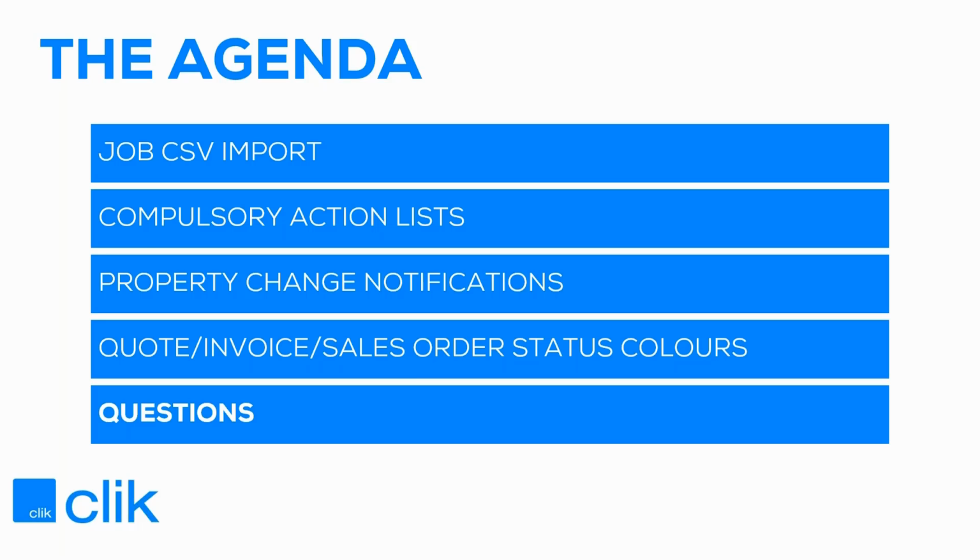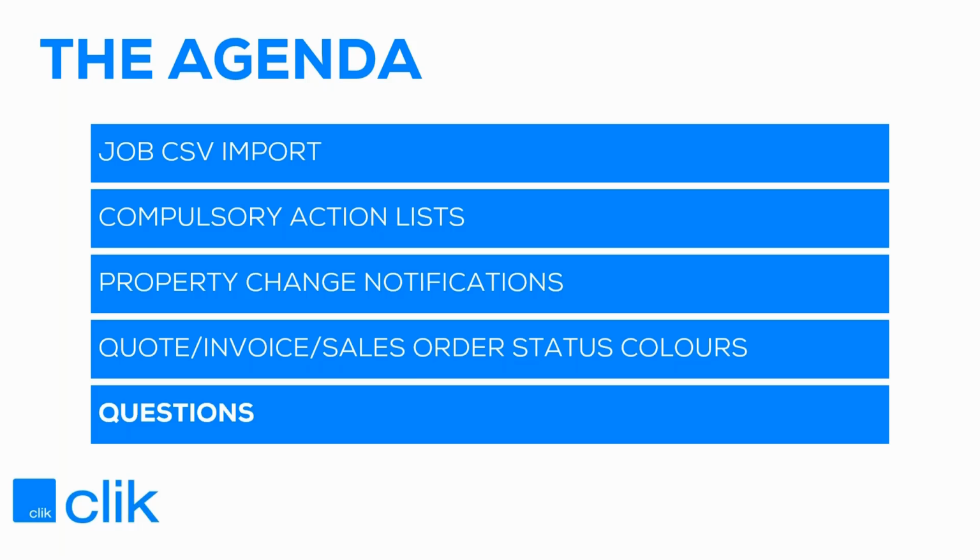The next thing we've done is the property change notification. This is already in Clik, but we've added to it, and through this webinar we're going to go through how you can use that as well. Basically, we've just added more functionality. So when, for example, a quote has been accepted, the responsible contact will get a message to say that that particular quote has been accepted. And that might instigate the account manager to go and do something with that quote.